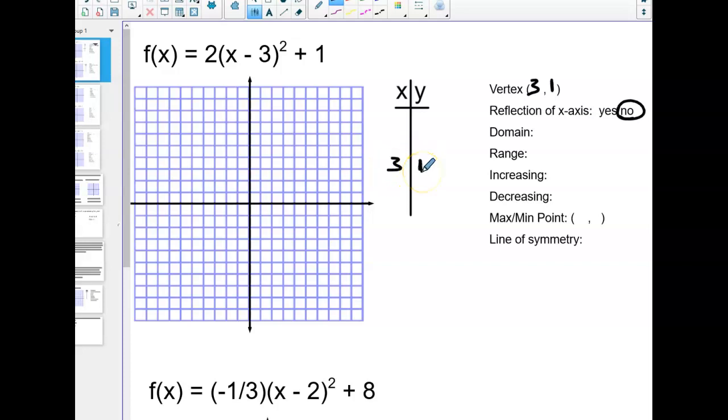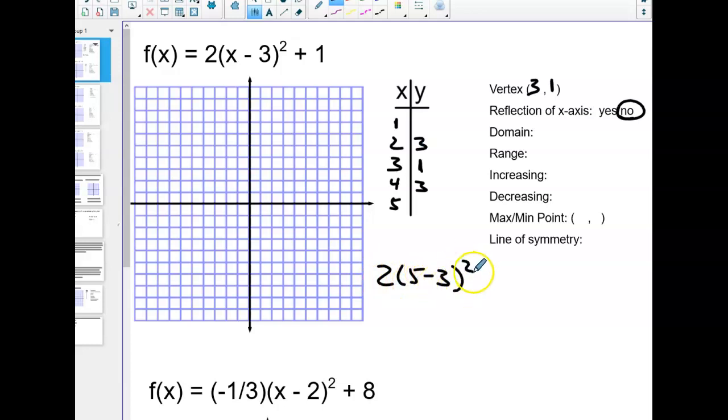So we have 3, 1 as my vertex. I'm going to count down by 1. 2 and 1, 4 and 5. 4 minus 3 is 1. 1 squared is 1. 1 times 2 is 2. 2 plus 1 is 3. So if 4 is 3, so is 2. If I want to show the work, I'll put it in for 5.